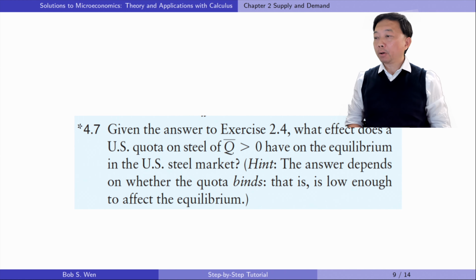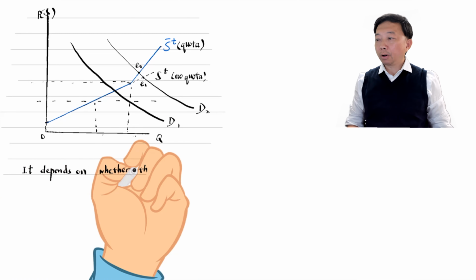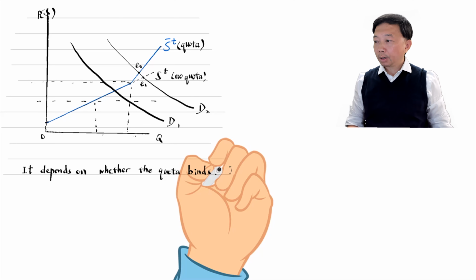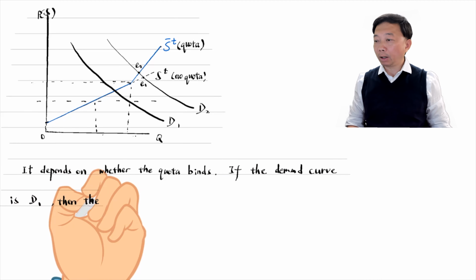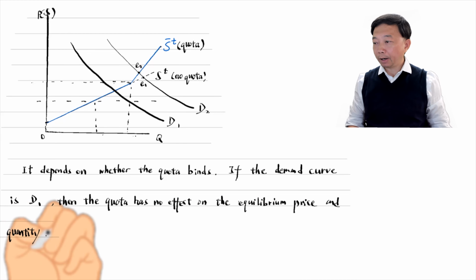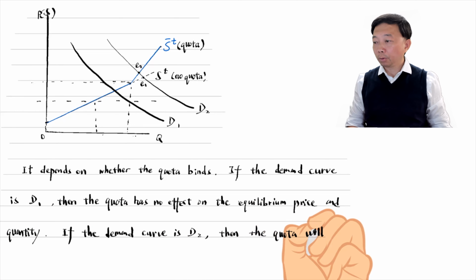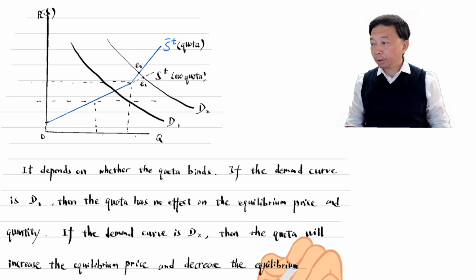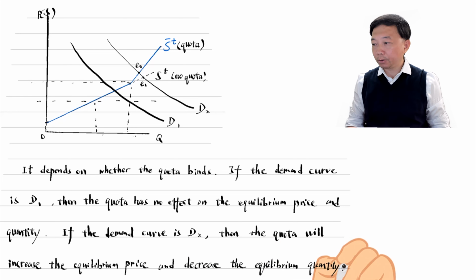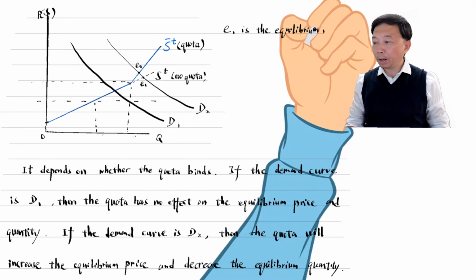Let's solve exercise 4.7. Given the answer to exercise 2.4, what effect does a U.S. quota on steel have on the equilibrium in the U.S. steel market? It depends on whether the quota binds. If the demand is low, as shown in D1, then the quota has no effect on the equilibrium price and quantity. If the demand is high, as shown in D2, then the quota will increase the equilibrium price and decrease the equilibrium quantity. We can see it clearly in the supply and demand diagram.